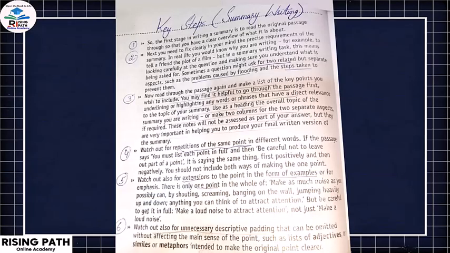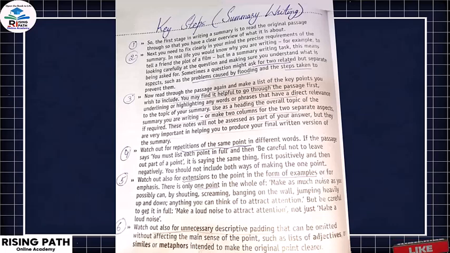And now we come to text B of our paper 1 reading, that is the summary writing and the short response task. So let's quickly revise the key steps to write a summary. As you can see on this slide, the first stage in writing a summary is to read the original passage through so that you have a clear overview. That we have already discussed in our previous video.